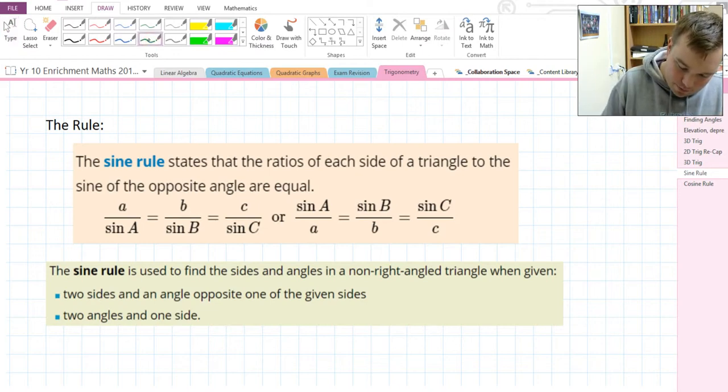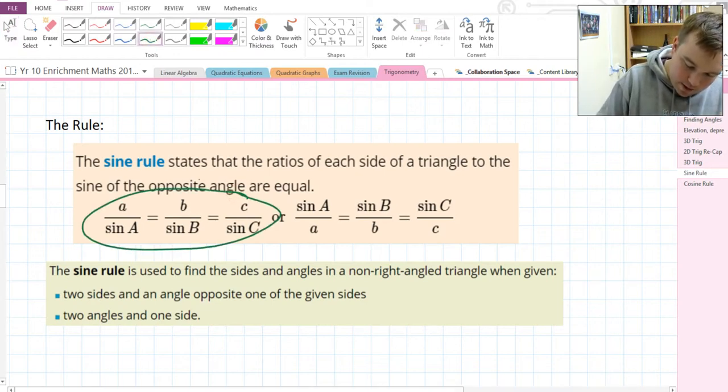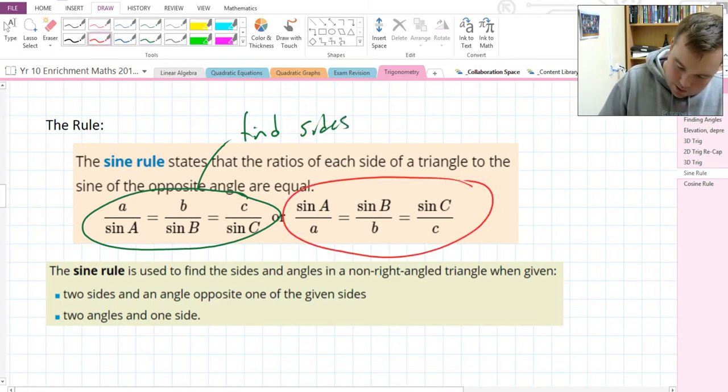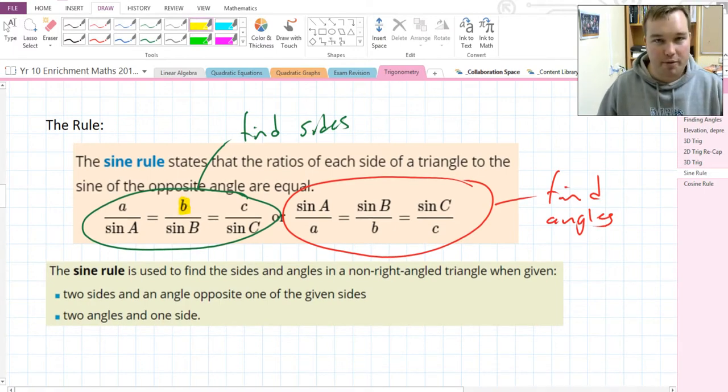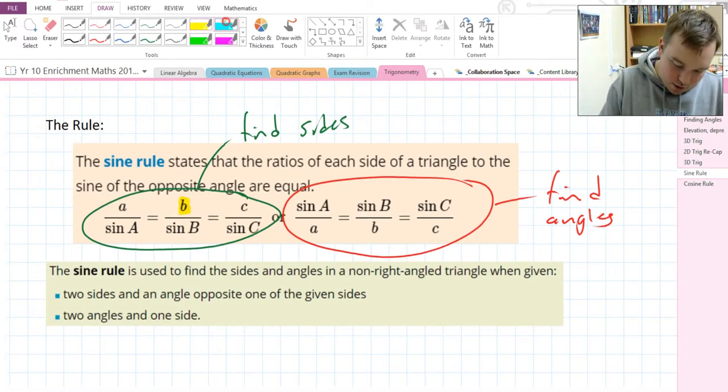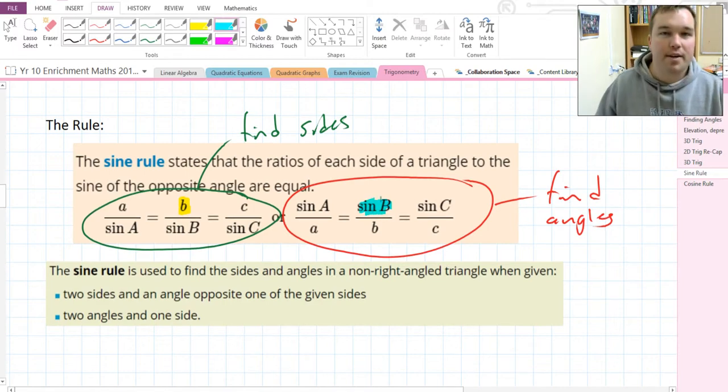But in general, we use this one to find sides, and this one here to find angles. The reason is because when finding sides, it's easier to solve for something that's already on top of a fraction. And it's easier to solve for something already on top of a fraction there.